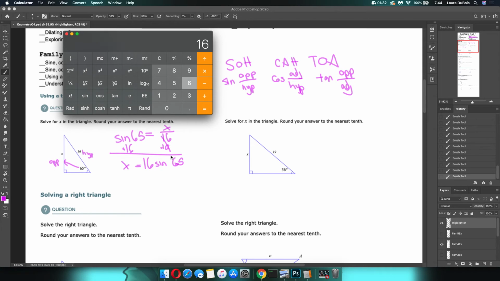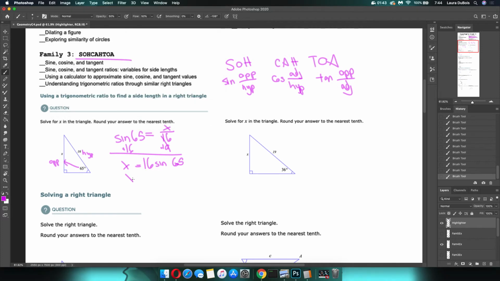So 16 times sine 65 is 14.50. So x equals 14.5. Round your answer to the nearest tenth. So there we go. Next up, let's see here.